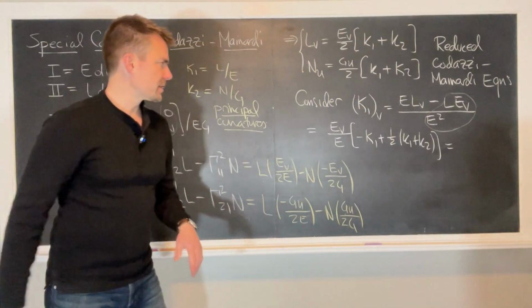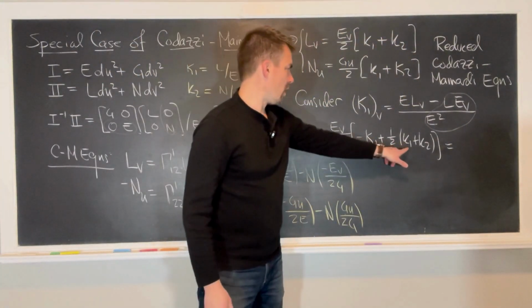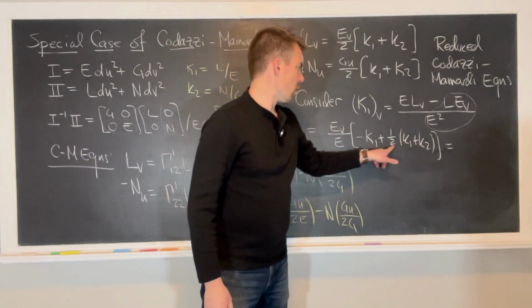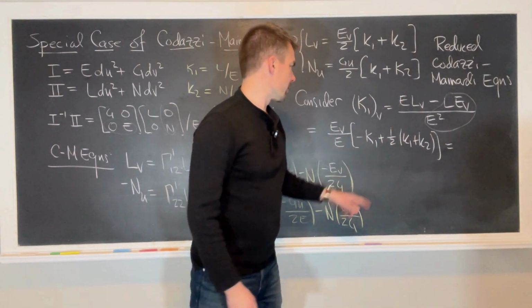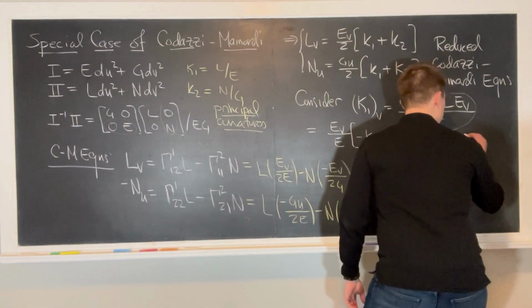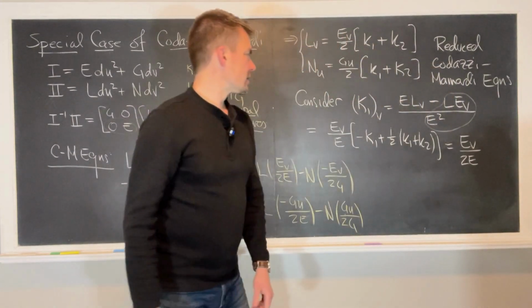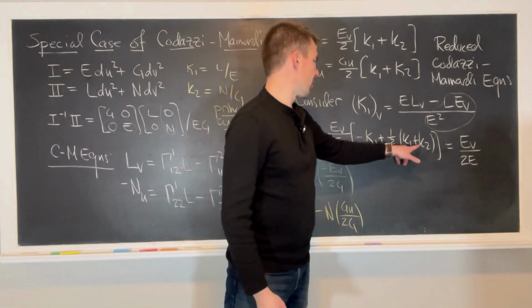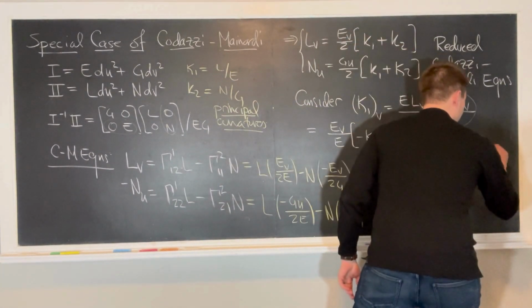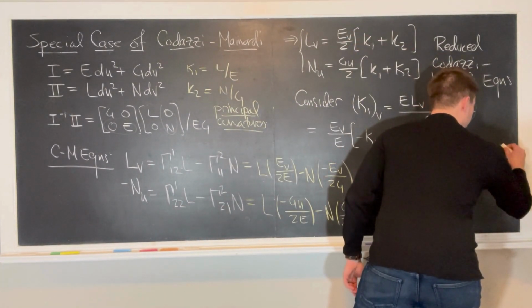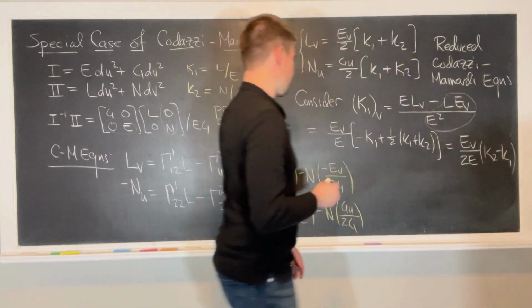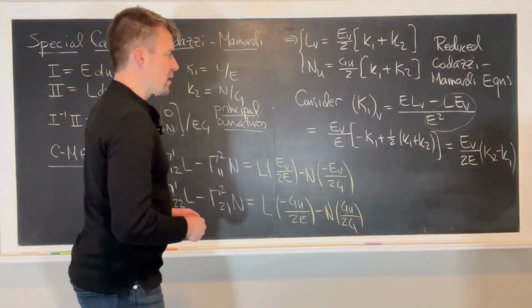And we can simplify this because this is going to be kappa 1, this is going to be kappa 2 over 2, and then minus kappa 1 over 2. So this is going to be EV over 2E times what? The kappa 2 is going to be positive and the kappa 1 is going to be negative. So the kappa 2 minus kappa 1, like that. Great.